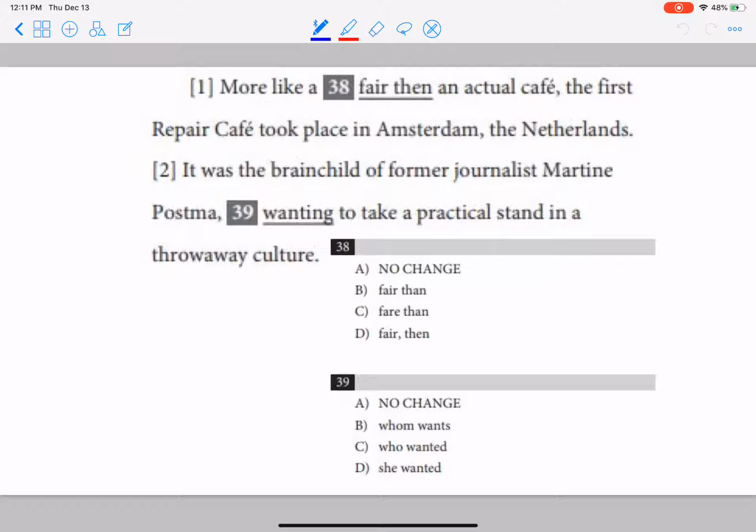So I'm going to go to 38 and look at the answer choices for the one that matches what I said, and it's B. B matches what I thought, fair than. I know it's not C because it's not fair like that. It's fair as in like a carnival. And then the comma shouldn't go there, so that one's wrong. So I answered it before.